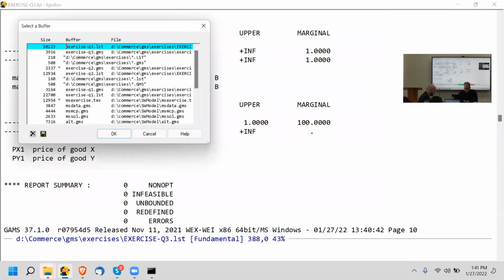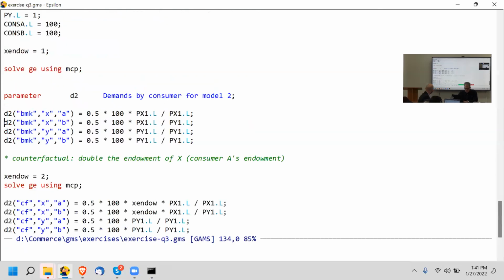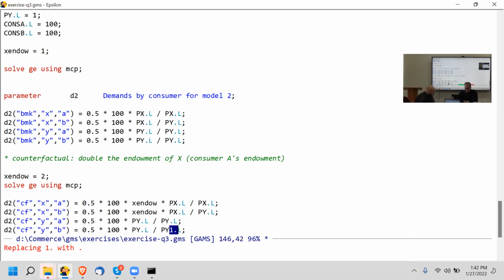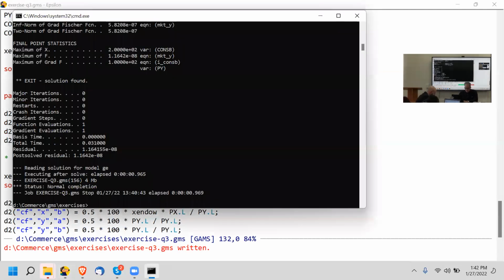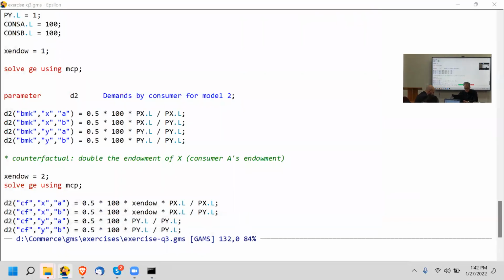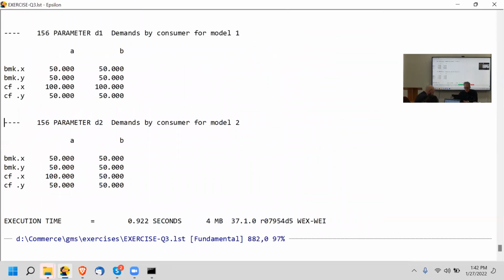Oh, I know what the problem is. It's the PX1 and PX2. That's where the problem was. Okay, so I have to change, clear, replace PX or X1 dot with dot. So I didn't have the right prices there, the prices from the other model. So do D2. So there are demands in the first case for consumer one. The benchmark is 50-50. And in the counterfactual, it goes to 100-100 because he has twice as much income.